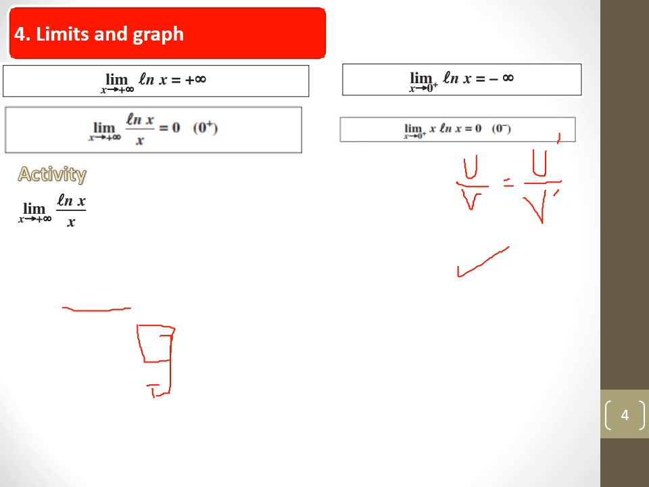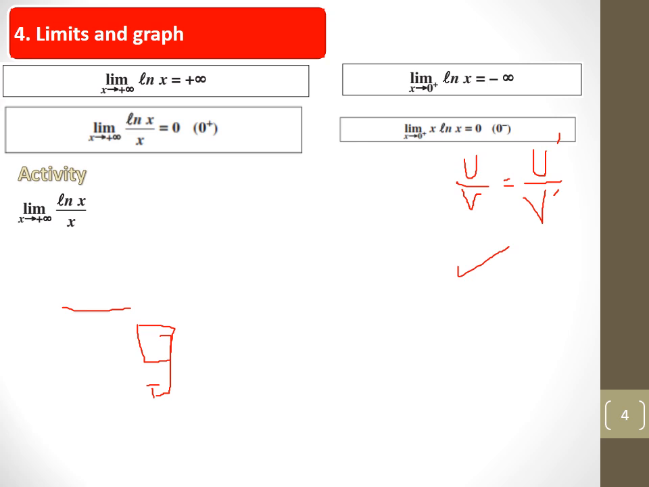Adding to this, the limit of ln x over x when x tends to plus infinity is equal to 0. You are not responsible for the calculation. You can use it as a rule. So whenever you see ln x over x when x tends to plus infinity, you can directly replace it by 0. Also, x ln x when x tends to 0 plus is equal to 0. Now let us do some examples.